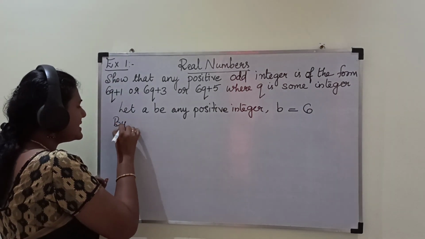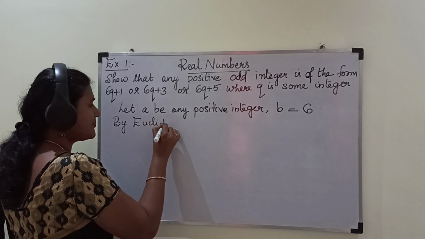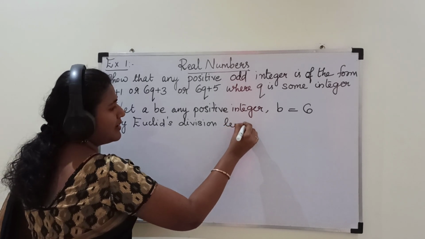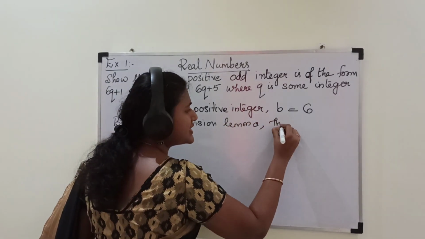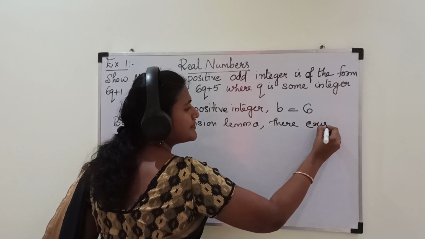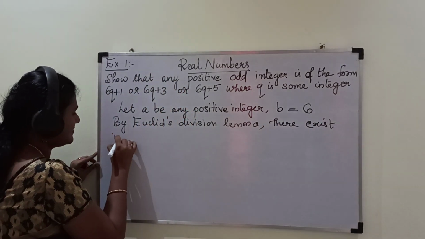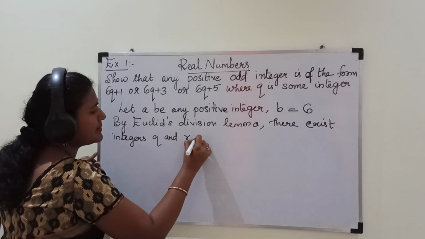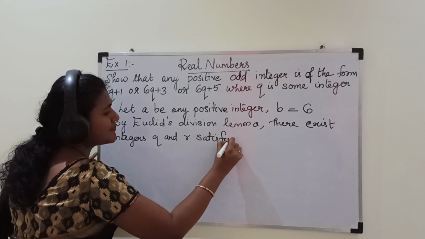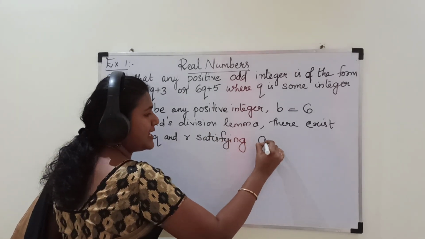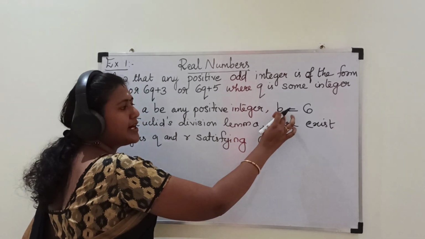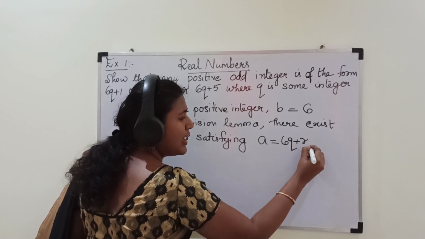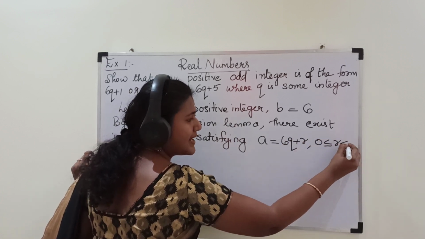Then by Euclid's division lemma, there exist integers q and r satisfying the relation a is equal to bq plus r. Here b is 6, so we can write a is equal to 6q plus r, where 0 less than or equal to r less than 6.